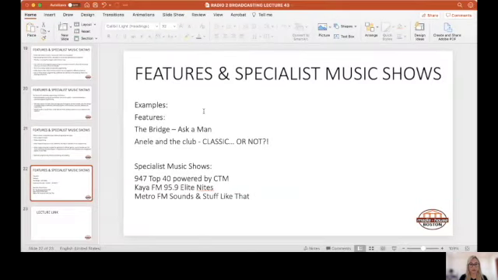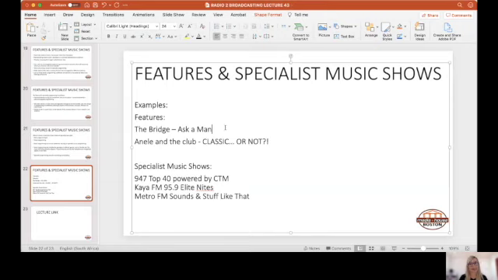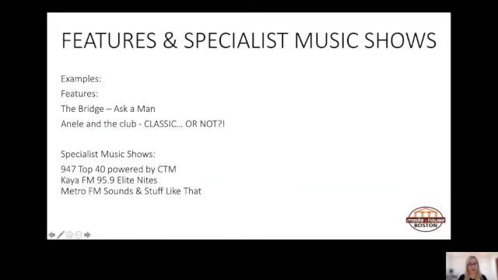Just the last few examples. So features, obviously a very big feature that people tune in for, whether it's your core listeners or whether it's not, is the bridge, Ask a Man. In fact, a lot of that would be P2 and P3 listeners, okay, tuning into that specifically. And then the other one would be Classic or Not, with Anela in the Club. So that's one that takes place 5 days a week that people also tune in for specifically.